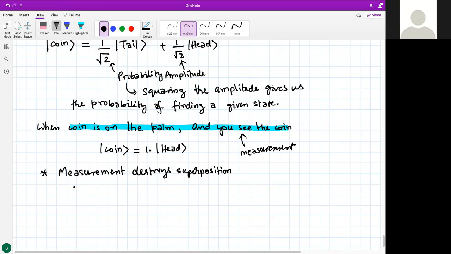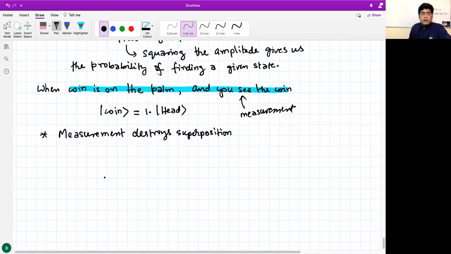So in this case, the measurement destroys the superposition. Now this is very important from the quantum mechanical point of view. The measurement destroys the superposition. This is an important statement to remember.